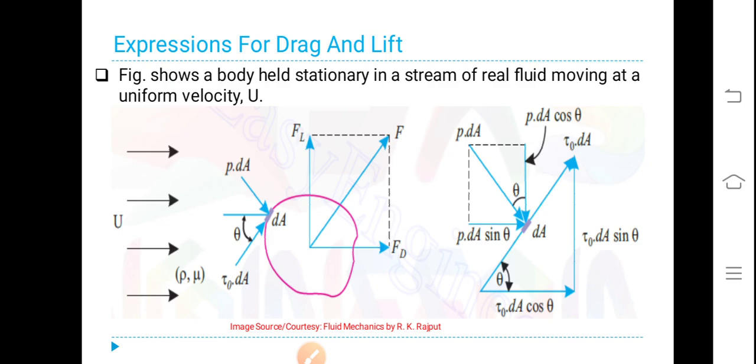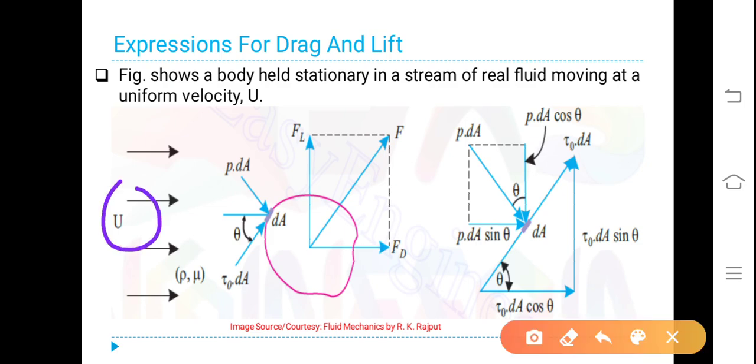Figure shows a body held stationary in a stream of real fluid moving at a uniform velocity u. We will find out the expression for drag and lift. Refer to this figure. Velocity u, uniform velocity of fluid, is acting on a body, which causes a resultant force F in this direction. It can be resolved into two components, Fd and Fl. Fd here, Fl here, which is a perpendicular component.